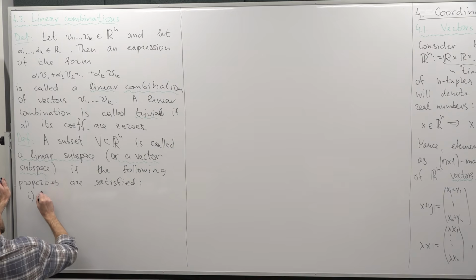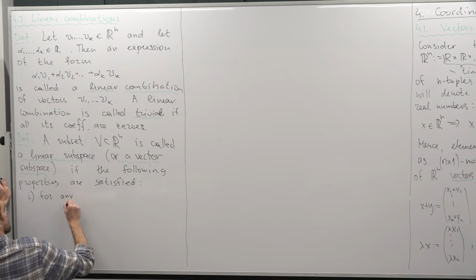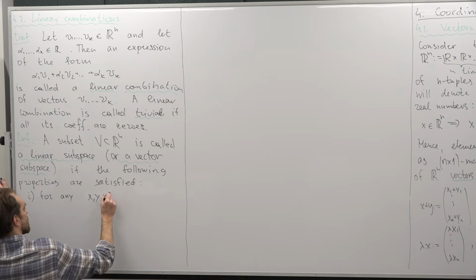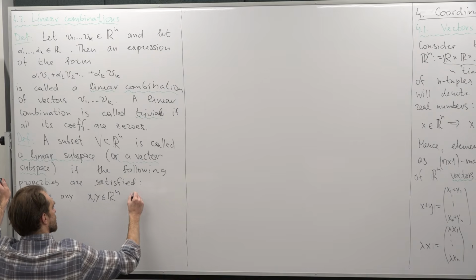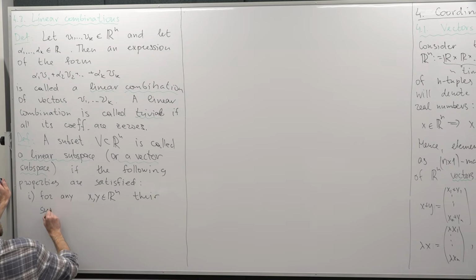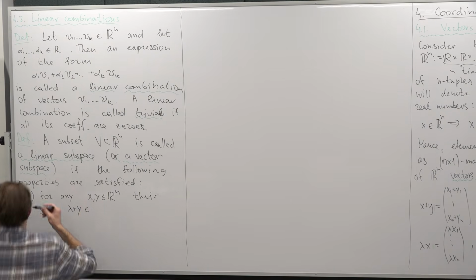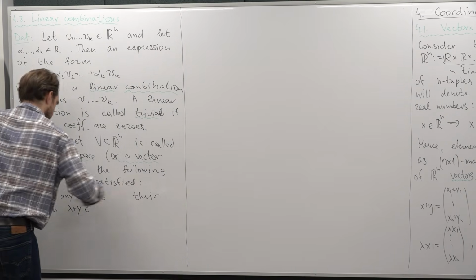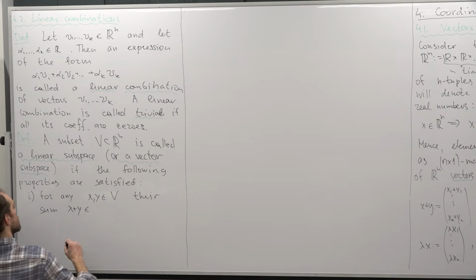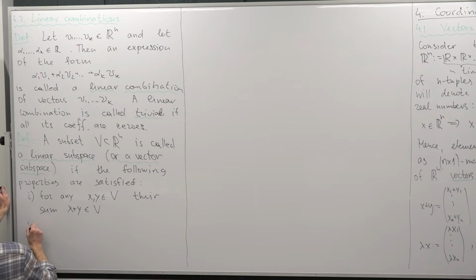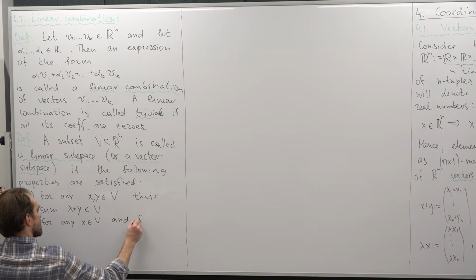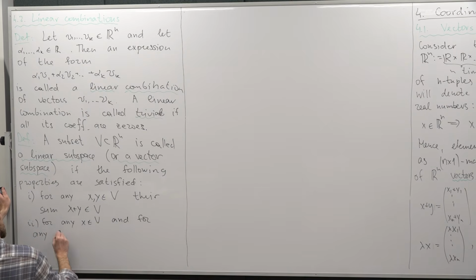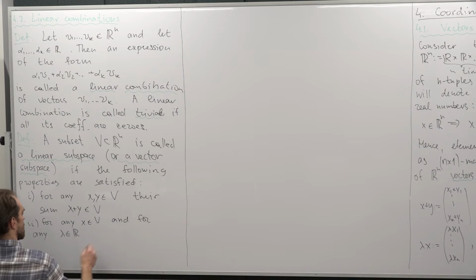So first of all, for every two vectors from this subset V, their sum x plus y also belongs to V, and for any x from V and for any scalar lambda, lambda multiplied by x also belongs to V.